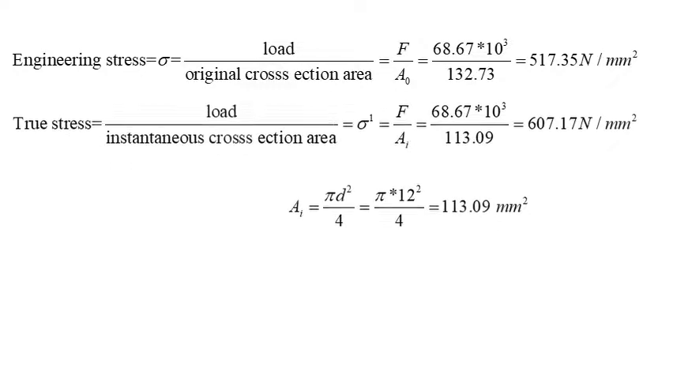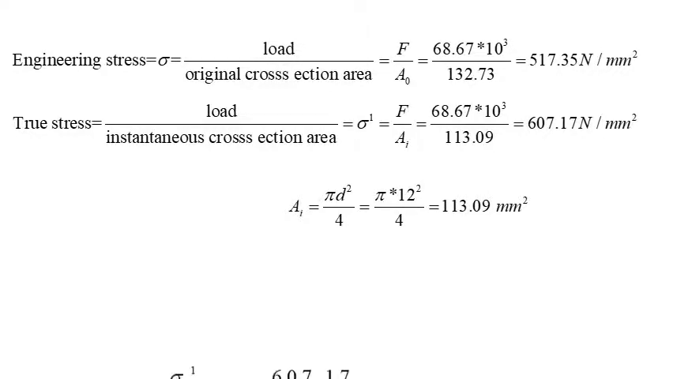Now to calculate the true stress, the load divided by the instantaneous cross section, that is sigma dash, or you can write sigma t also, F divided by Ai. So what is Ai? Ai is nothing but pi Di square divided by 4. So pi 12 square, you are going to get this equation, this answer. Substitute in that, so you're going to get 607.17 Newton per millimeter square.